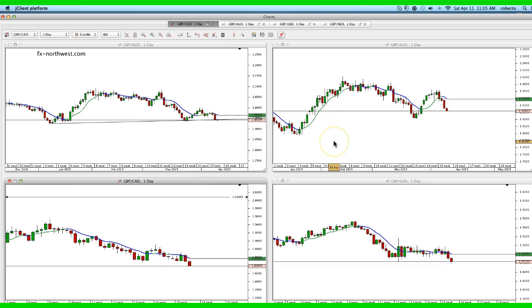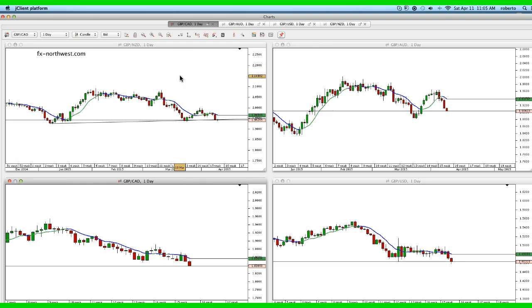Just line up the correlated pairs, and if you're not sure what correlated pairs, just go over that email I sent out, that video on correlation. It gives you a brief description of how to trade correlated pairs, and also it gives you all the correlated pairs. So here I'm giving you 4, which is the pound against the other currencies. The pound is very weak.